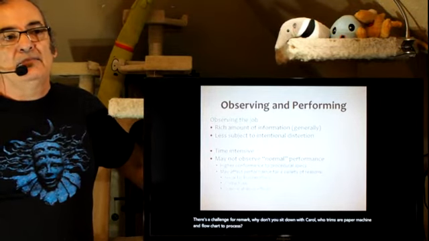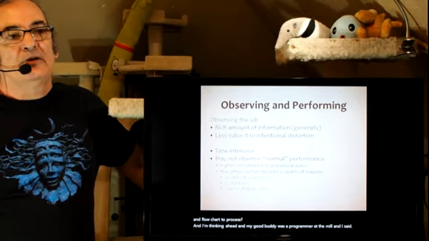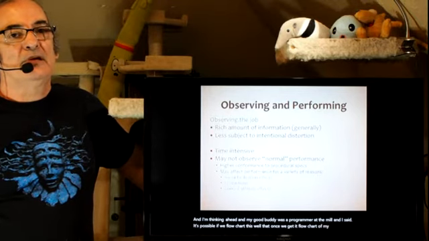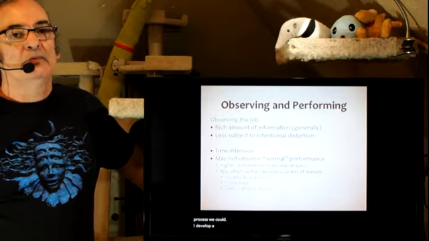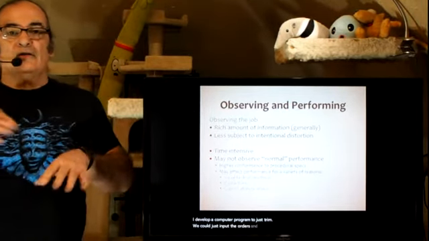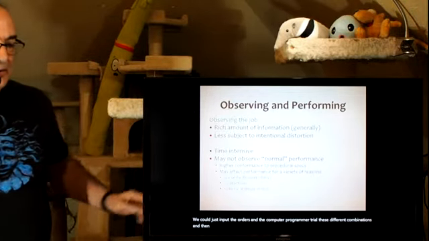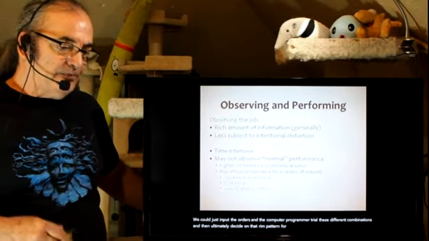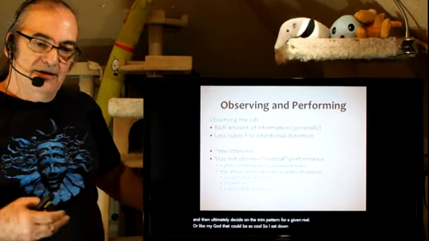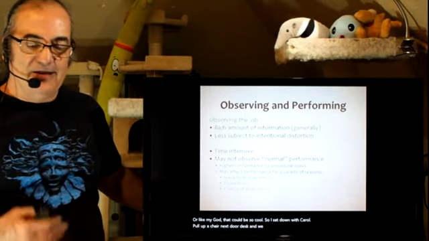And I'm thinking ahead, and my good buddy was a programmer at the mill, and I said, you know, it's possible if we flowchart this well, that once we get it flowcharted and we super understand the process, we could probably develop a computer program to just trim. We could just input the orders, and the computer program would try all these different combinations and then ultimately decide on the trim pattern for a given reel. Oh my God, that could be so cool. So I sat down with Carol, pulled up a chair next to her desk, and we became good friends as a result of this.